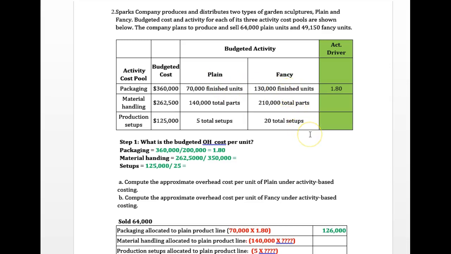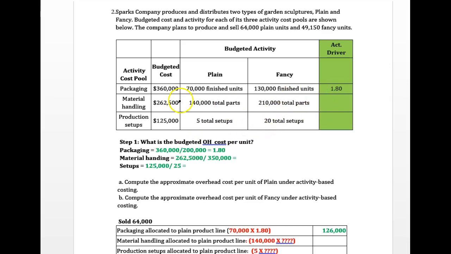These costs are associated with these units. So the very first step you have to do is find out what is the cost driver, the activity pool cost driver per unit. They've broken them down into packaging, material handling, and product setups. So step 1, what is the budgeted overhead cost per unit? Let's go back to this, and packaging is $360,000, and that's for a total of 200,000 units. So you're going to divide 360,000 by 200,000 units and come up with $1.80.